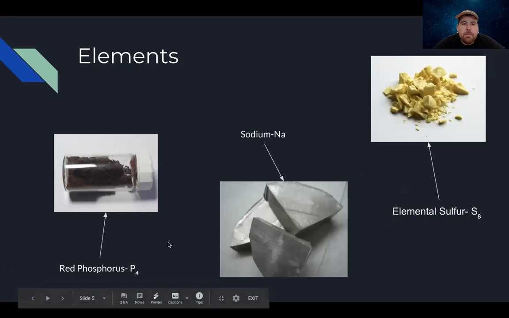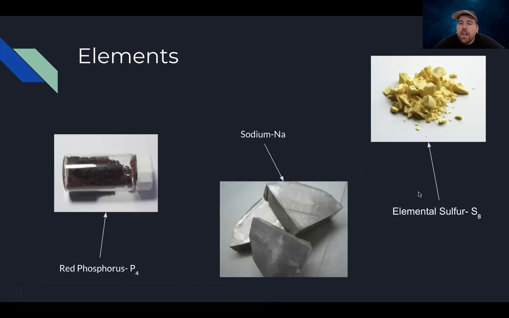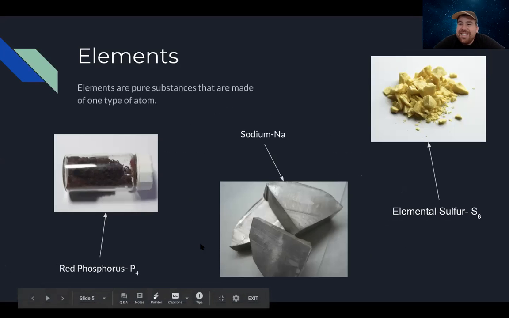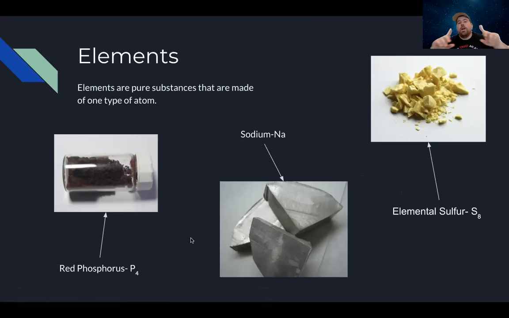So here's a couple of examples of elements. We have red phosphorus here. We have sodium. We have elemental sulfur. And the definition of element is as follows. It's a pure substance made of 1 type of atom.